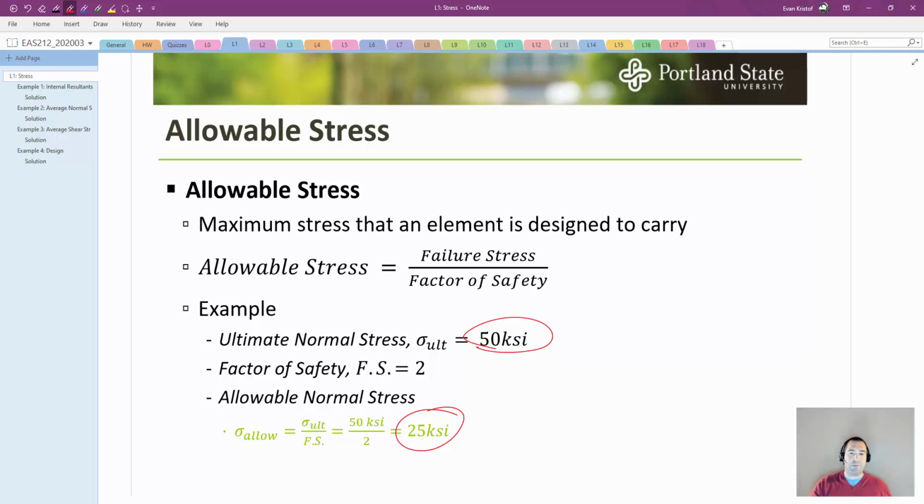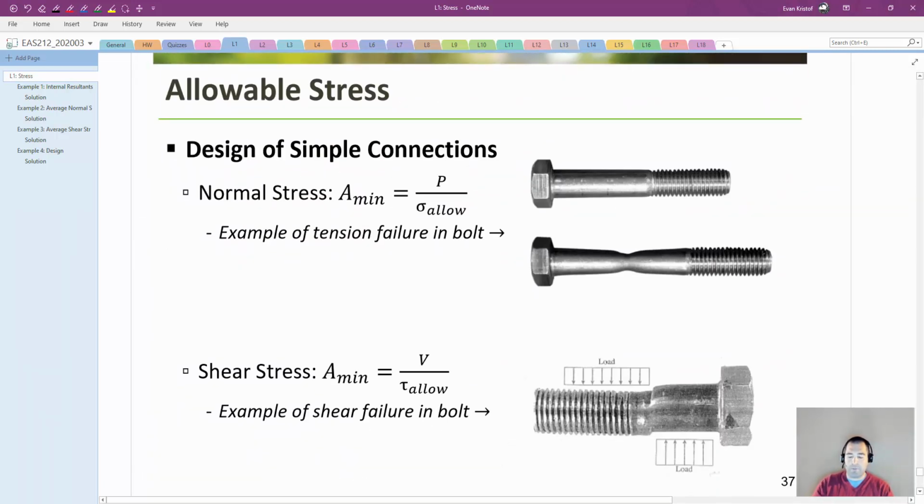Your factor of safety always has to be greater than or equal to 1, otherwise you'd be designing for stresses that are above your failure. But other than that, it's relatively straightforward. So this is how we would simply use allowable stresses to calculate, for example, the maximum load in a system, or minimum dimensions of an element.